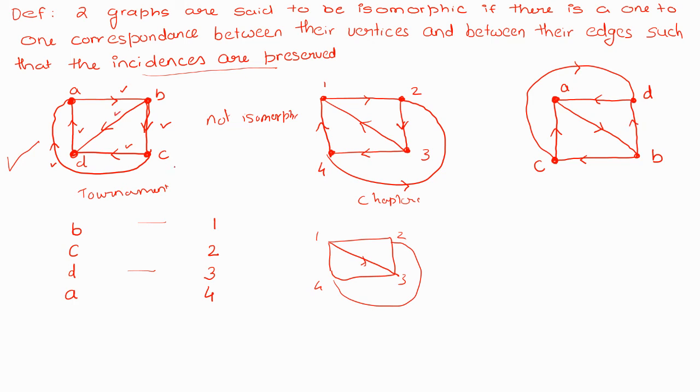If all these edges are satisfied in this, the graph is similar, and the incidences are preserved. Therefore, we can say this G and this G dash are isomorphic to each other, and we write it like this. And we say that G is isomorphic to G dash, or vice versa. Okay.